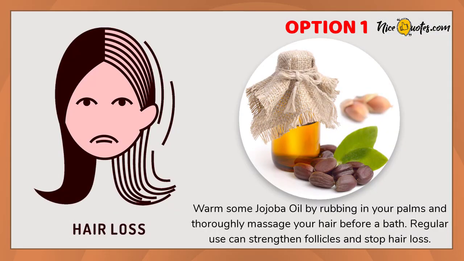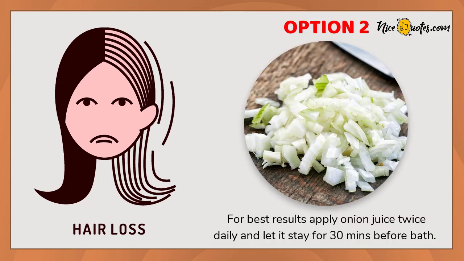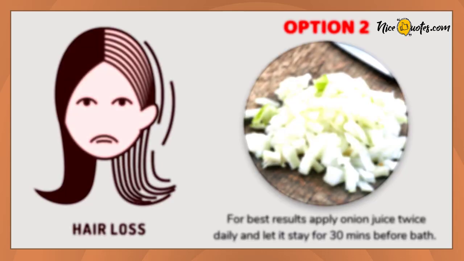Warm some jojoba oil by rubbing in your palms and thoroughly massage your hair before a bath. Regular use can strengthen your hair follicles and stop hair loss. Apply onion juice twice a day for a few weeks. For best results after application, let it stay for 30 minutes before bath.